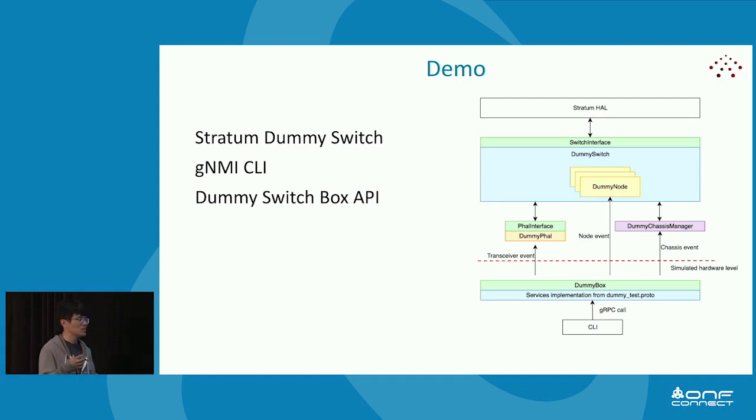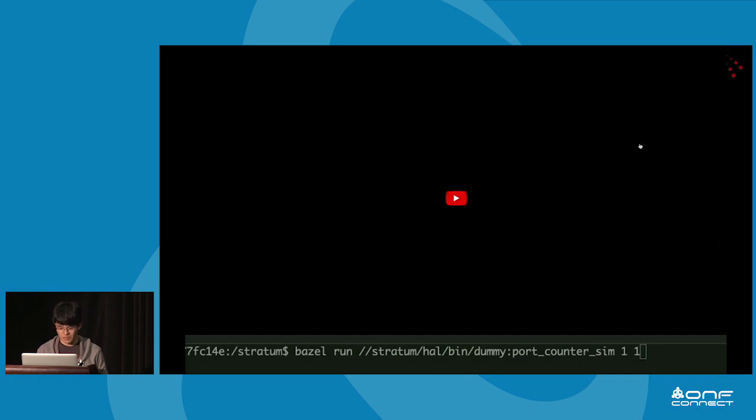And to simulate the events, like you update port counters, you update the port states, we have another RPC interface that allows you to generate these events. Then the dummy switch will send actual gNMI events to the northbound, to the Stratum hardware layer or the gNMI service. So let's see the video here.